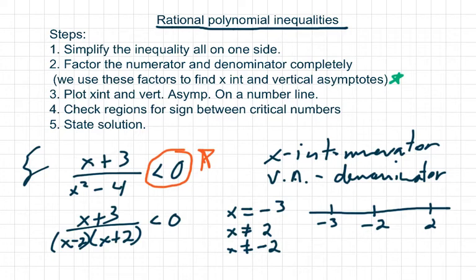I'm going to check my regions. So I've got to pick a number that's not on my number line. So obviously 0 is the easiest one all the time. So I take a 0 and I plug it in for x here and here and do a little mental math. I get 0 plus 3 is 3 divided by 0 minus 4 is negative 4. So I get a negative sign in between there and there.